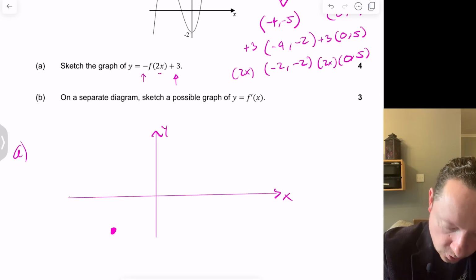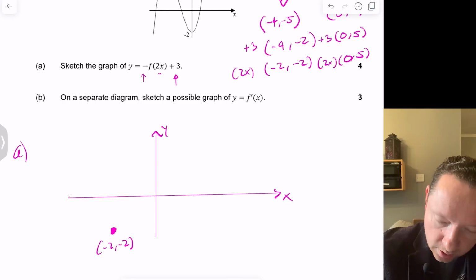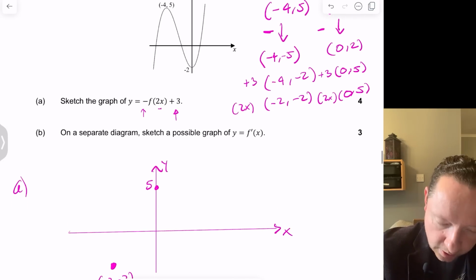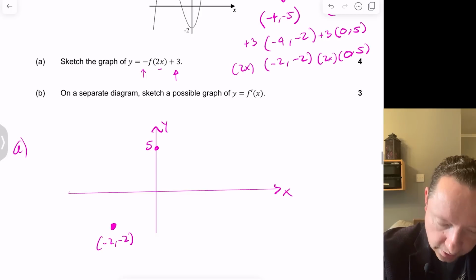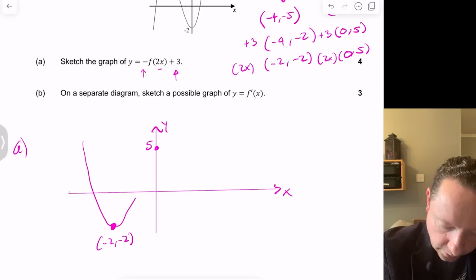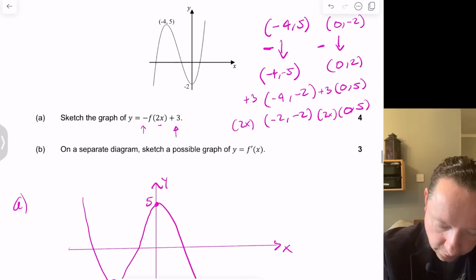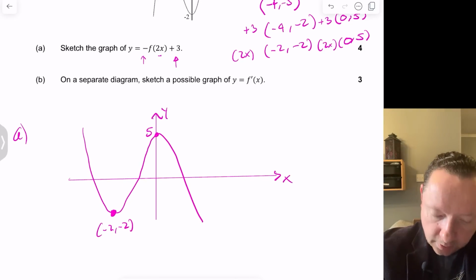So I can just put them in. I've got minus 2 somewhere, just label it minus 2. And I've got 0, 5 up here, so just label that 5. And then it's gone upside down, so instead of it going up, it goes down and away. So I'll just get something that looks like that. And we're done there.